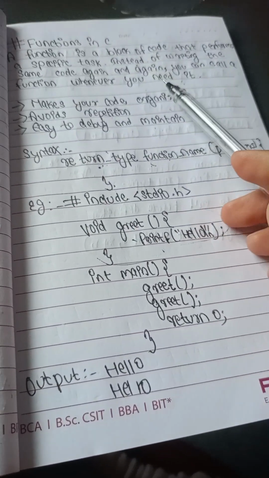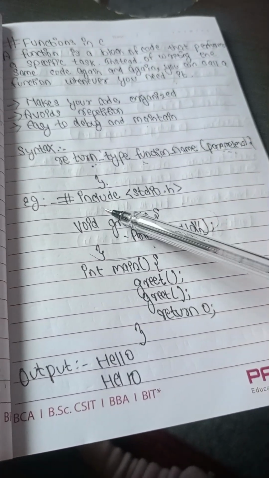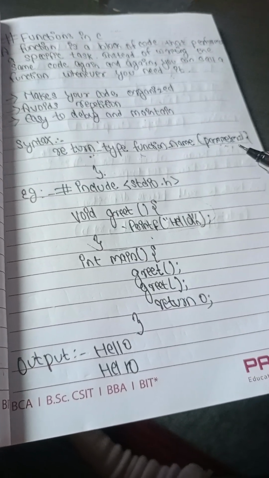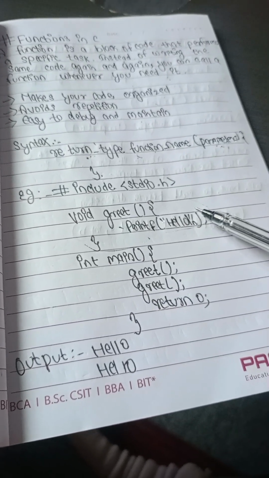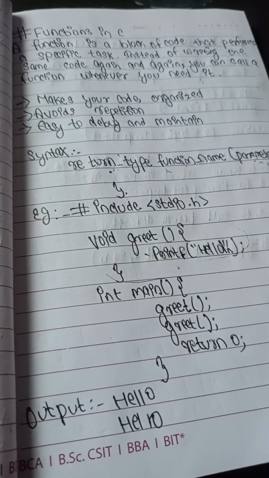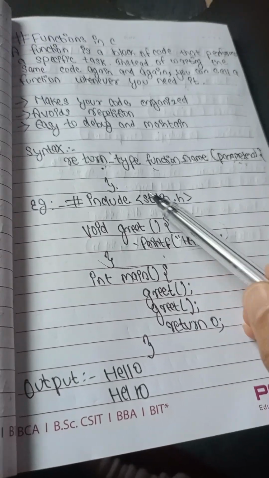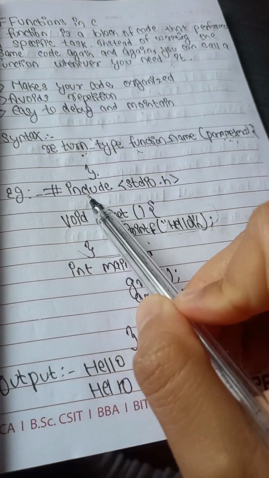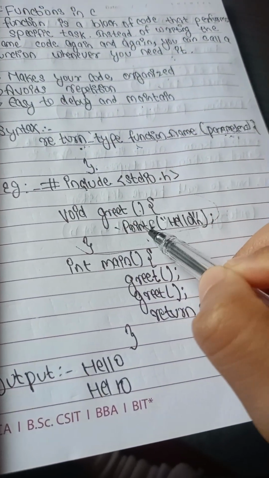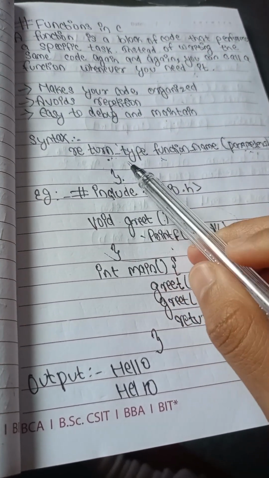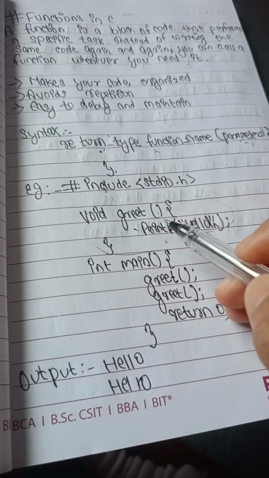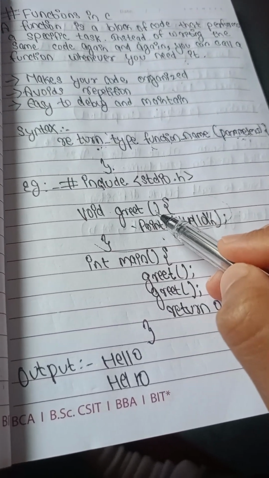So our function is a block of code that performs a specific task, and instead of writing the code again and again, you can call a function whenever you need it. This is the perfect example where you don't have to write the same code again and again. As we said, include will allow us to use printf. So void grid, void means what? Return type. We have written void as the return type, and grid is the function name. Here, the parameter, we'll leave it empty.